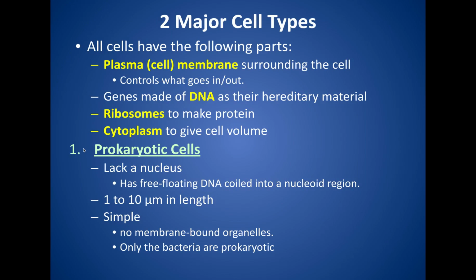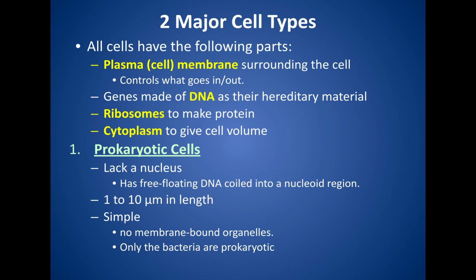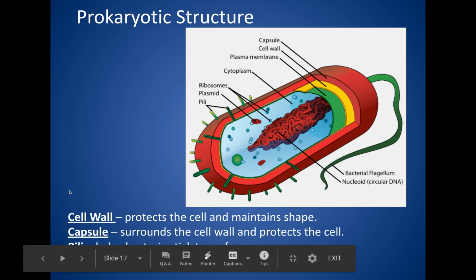There are two major types of cells. The first type is called a prokaryotic cell. Prokaryotic cells lack a nucleus, and that's pretty much the biggest thing to know about them. And only bacteria are prokaryotes. They're very, very simple organisms, and they're always unicellular. Here's a picture of a bacterial cell, also known as a prokaryotic cell. We talked about some of its parts yesterday.